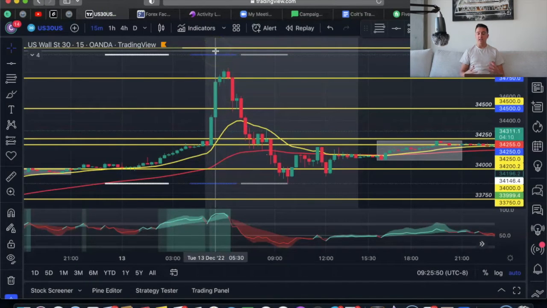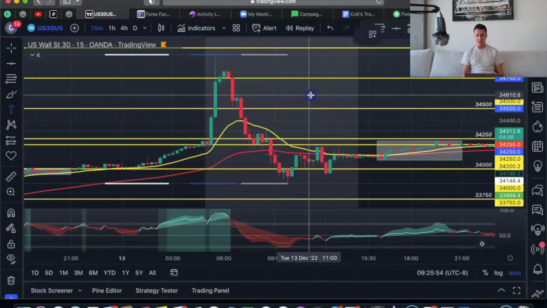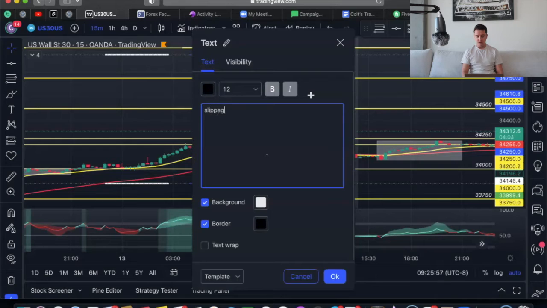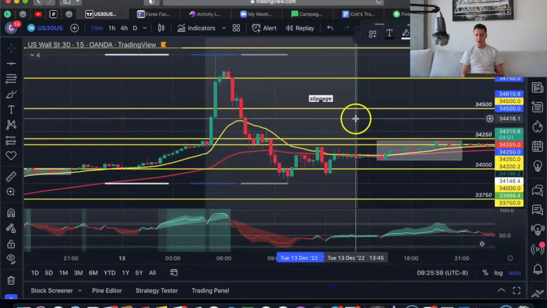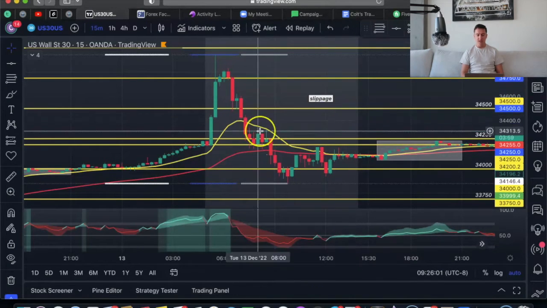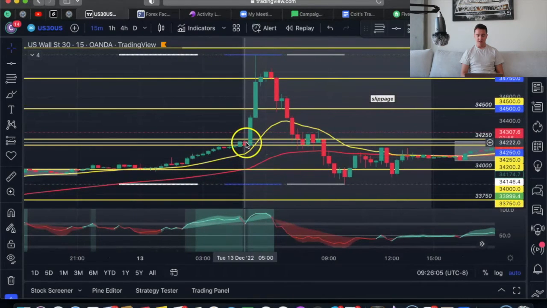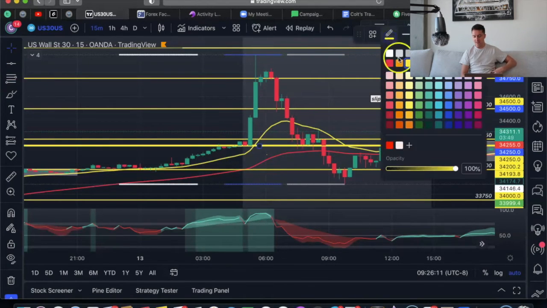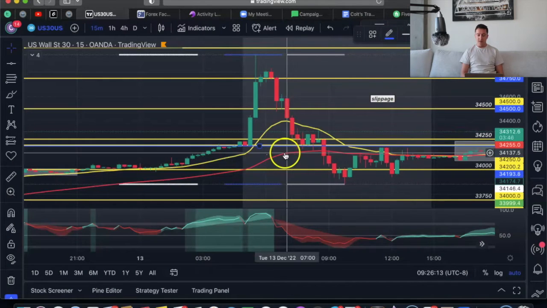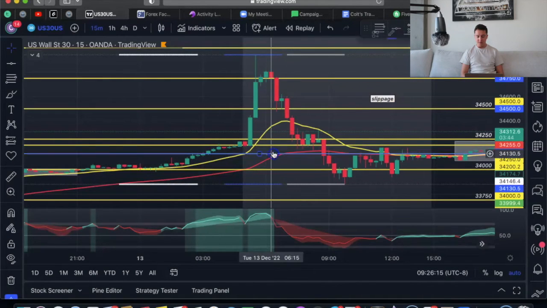Now, this is the thing with news that you guys need to understand, and it's very simple. I'm going to write this down for you guys. There's something called slippage. And you're probably asking, Colt, what is slippage? So let's say that we thought the market was going to drop right here. And this is going to identify what we think is going to happen. So right here, let's say we put a line right here. Let's make this blue.